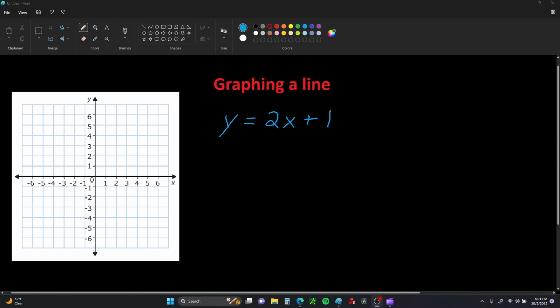There are multiple ways of graphing a line. We'll take a look at two of them in this video. First, this equation is in the form of y equals mx plus b, where m is the slope and the b is the y-intercept. It's where the line is going to cross the y-axis.